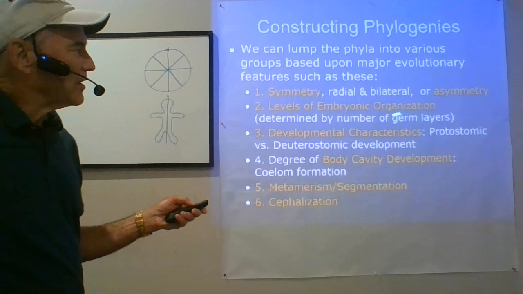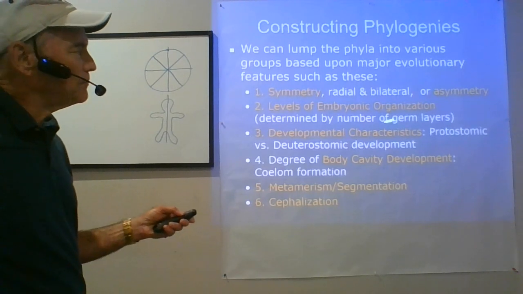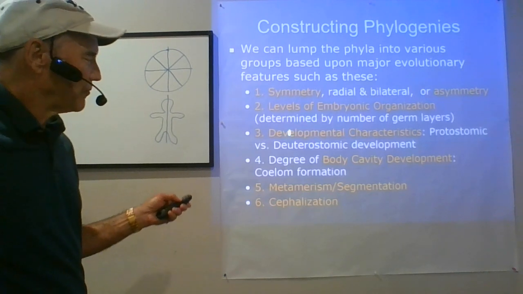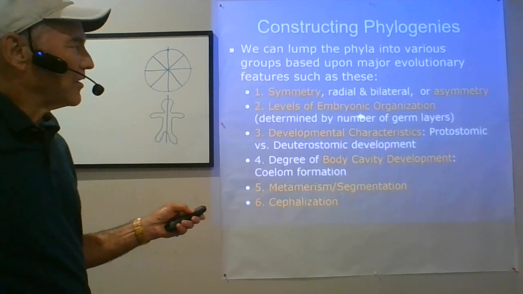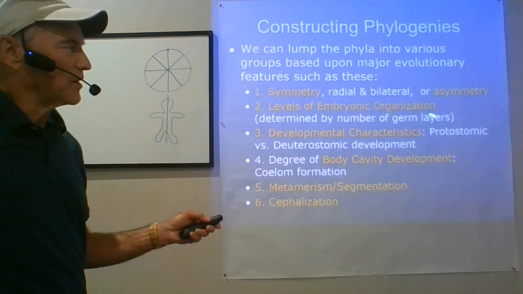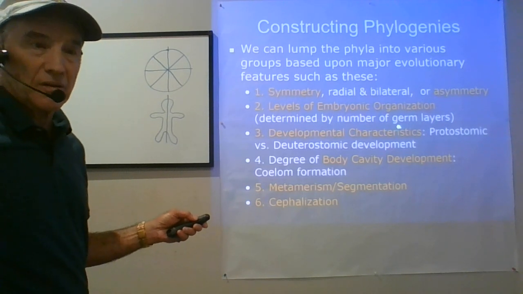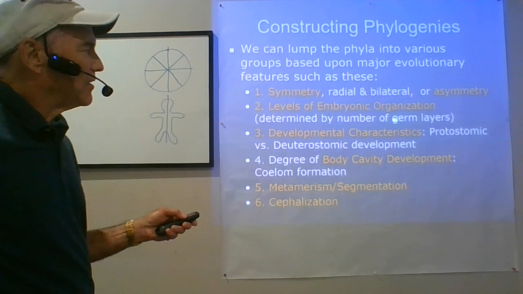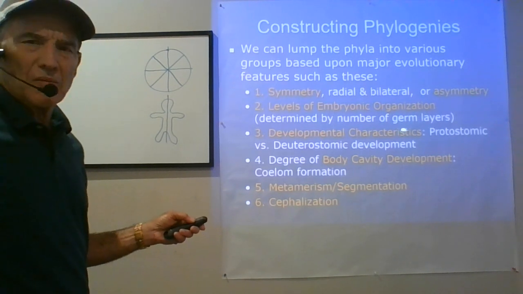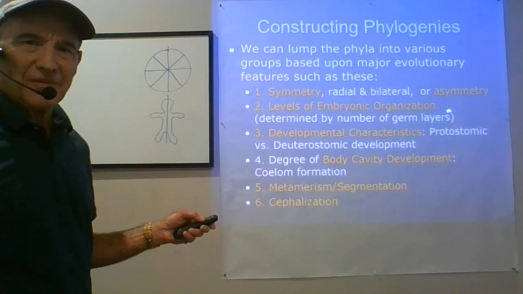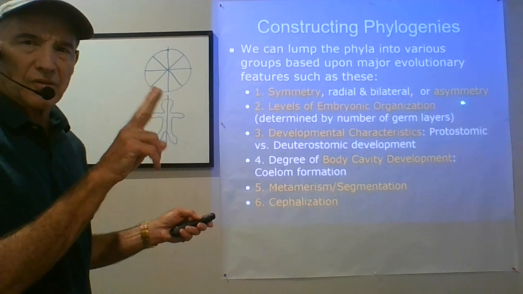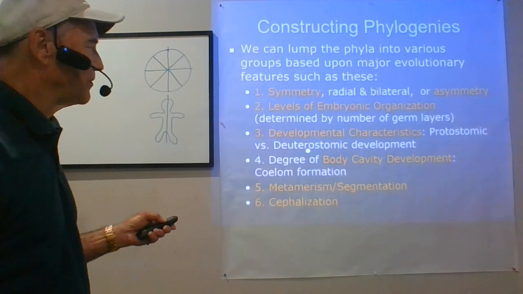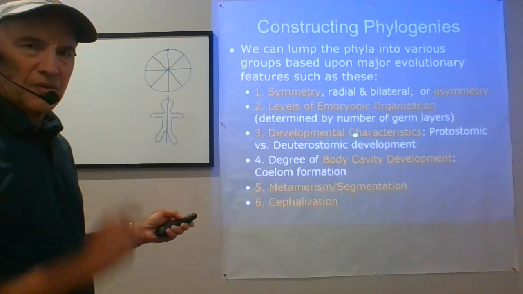Levels of embryonic organization. We're going to talk about these specifically after this. How do the embryos, what are the tissues in the embryos like? That shows relatedness or not. Do they have germ layers, or layers that things germinate from? Do they have 2 sets of germ layers or 3 sets of germ layers, or what do they have? We'll talk about this specifically.